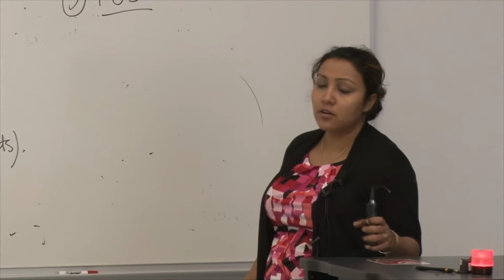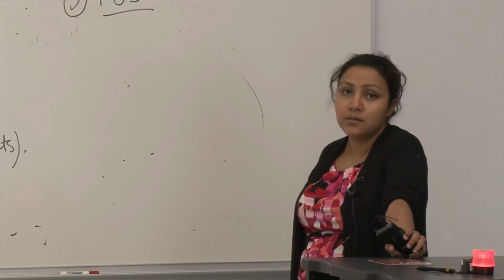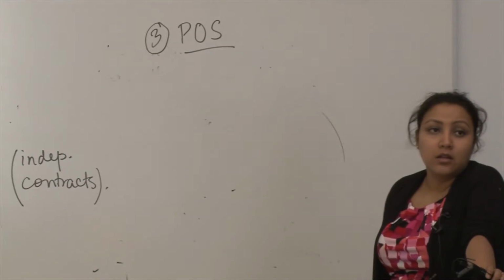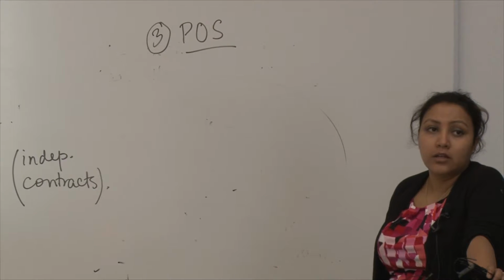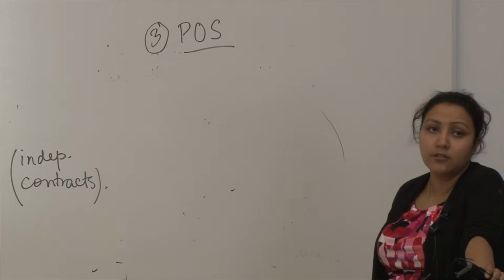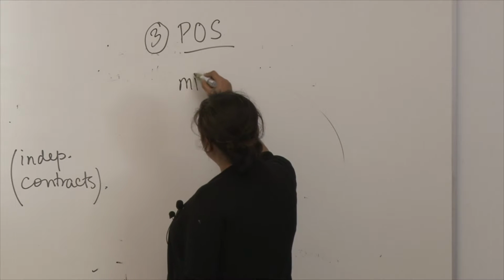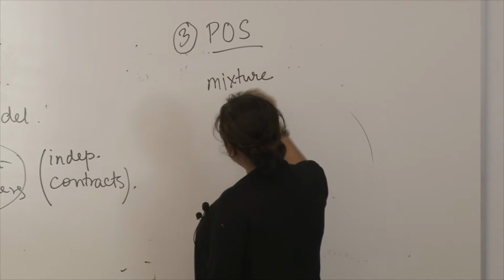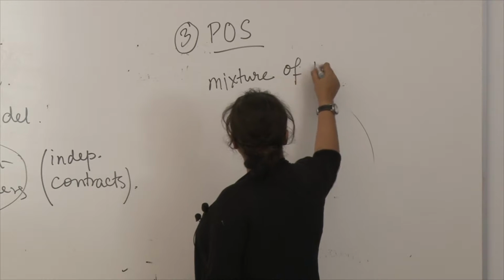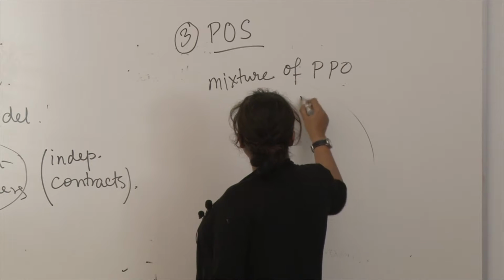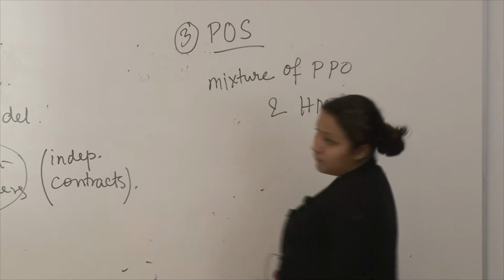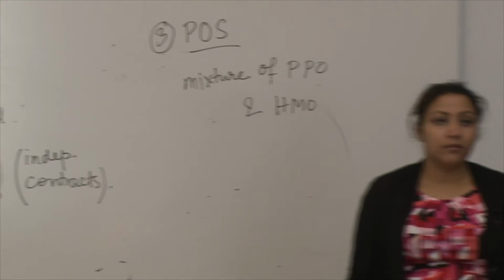The point of service plans. The key feature of a point of service plan is that it is a mixture. It is a mixed model. It's a mixture of the PPO and the HMO plan. It's a combination of the two. That is point of service.